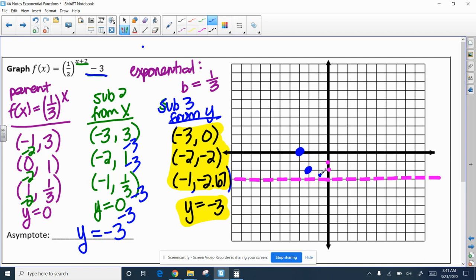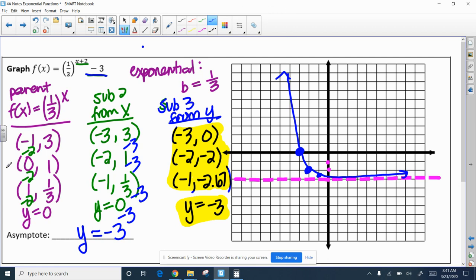Now notice when I draw in my graph, this one ends up being exponential decay, which makes sense because our base was a fraction. So we knew our graph should be exponential decay. All right, so there is our graph there.